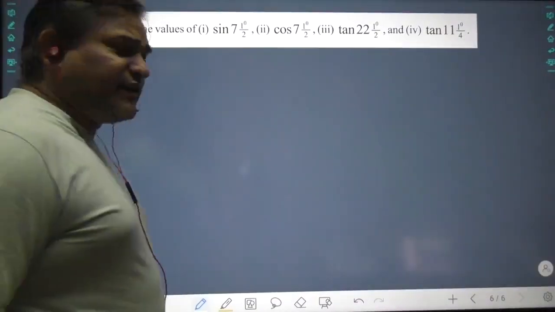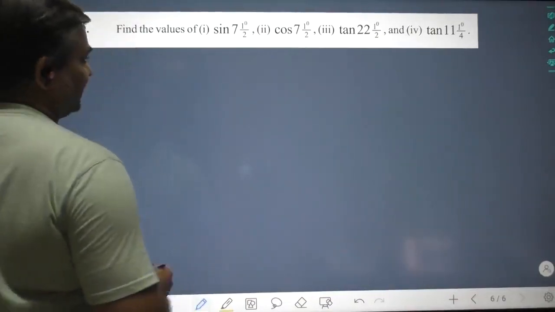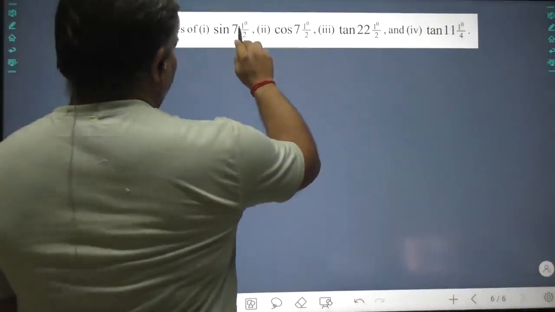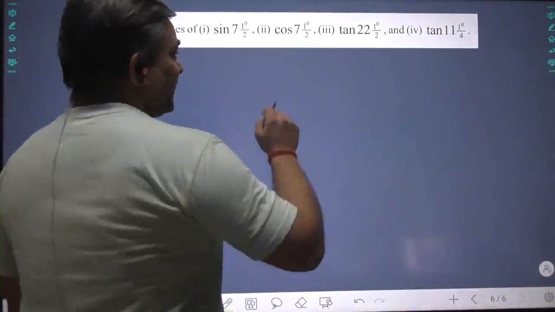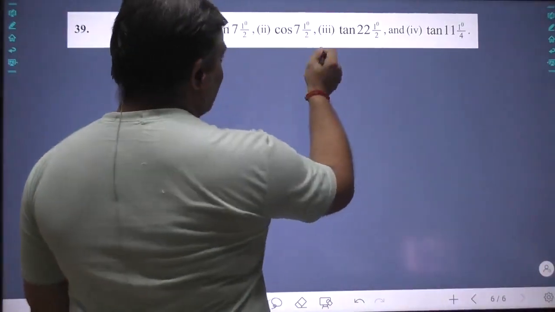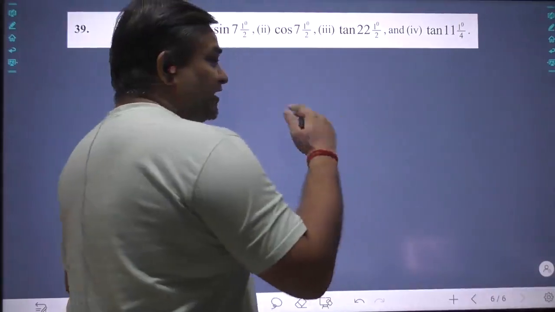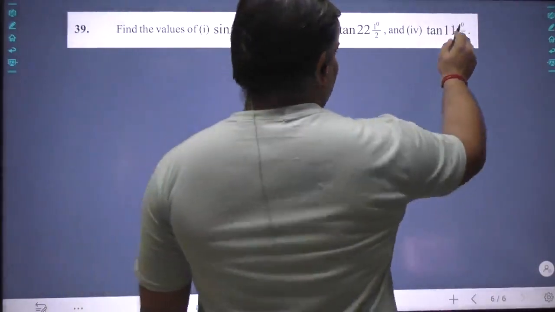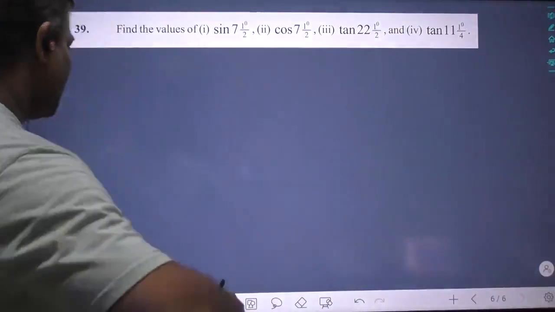One more very important skill, very important manipulation: finding half angles like 7.5. Its double is 15 degree, and we know sin 15 degree. 7.5, its double is 15 degree. It is good. 22.5, its double is 45 degree. 11 1/4, its double is 22.5 degree.